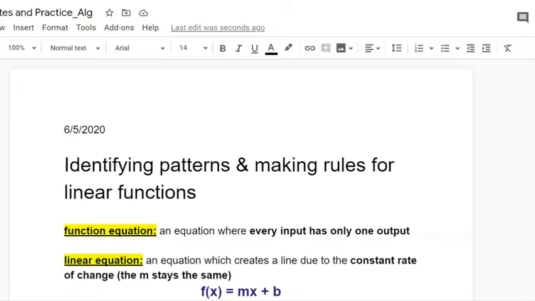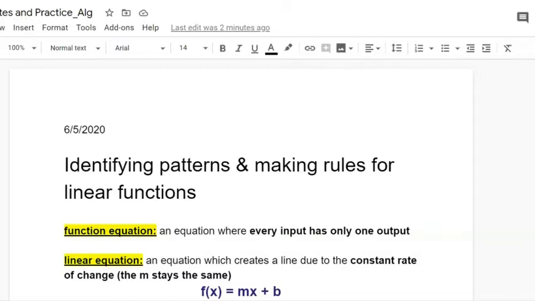So looking at identifying patterns and making rules for our linear functions, let's review some of our terminology. A function equation is an equation where every input has one output. So it's another way to say every x has a y and every domain has a range. A linear equation we've been working with all year. Sometimes we didn't really mention what it was. It's just a line. A linear equation is y equals mx plus b.